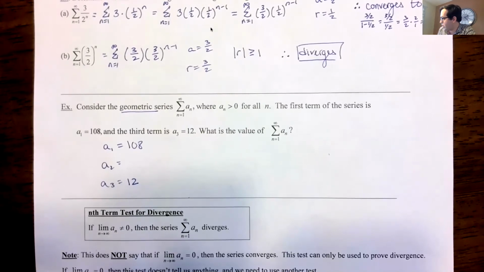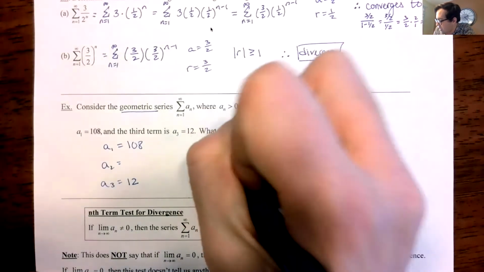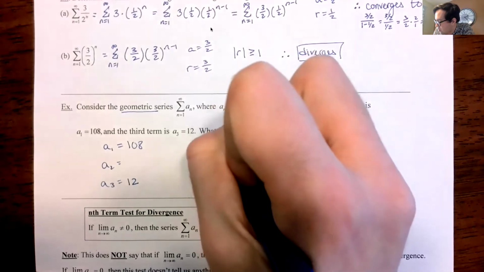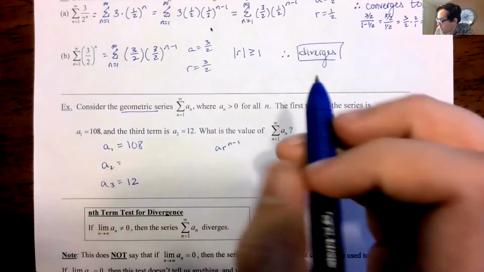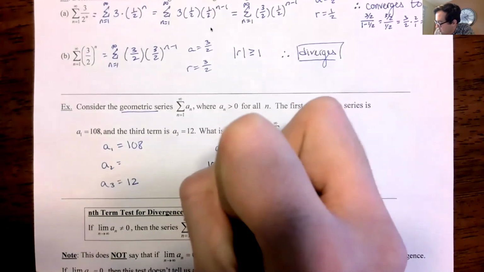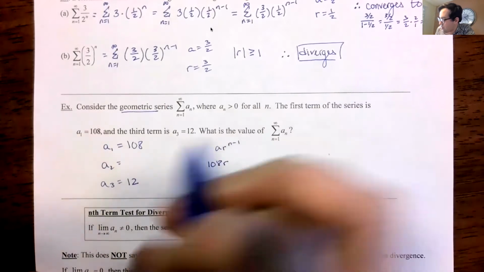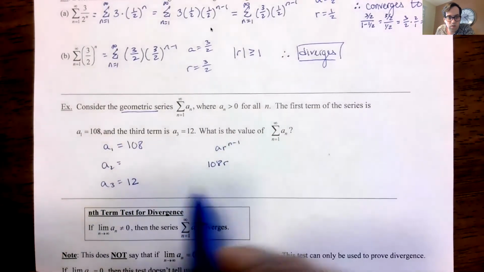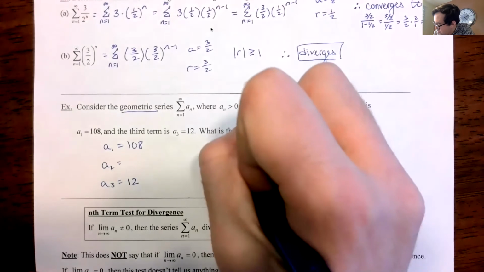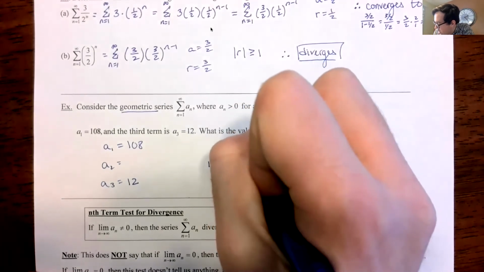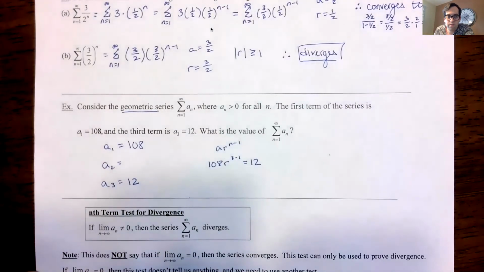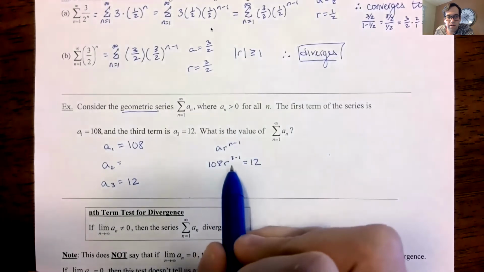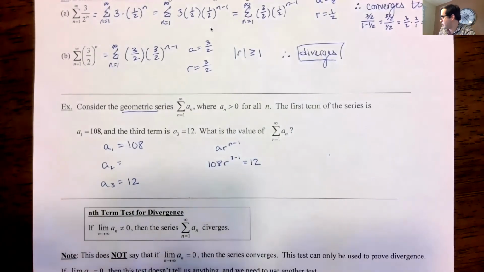So what do we know? We know that we're going to be getting into the format of a times r to the n minus 1. And we know that the first term is 108, and that's what a is. We don't know r, but let's see. If our third term is 12, that means we should be able to plug in 3 for n, and our answer should be 12. Right? That should be the third term. So let's see if we can calculate this.